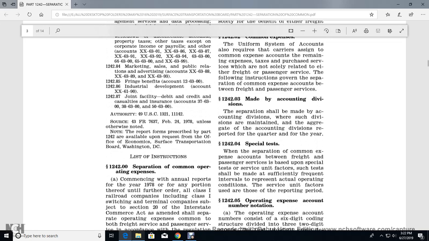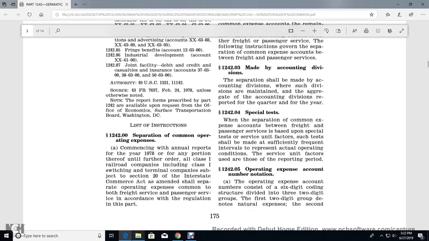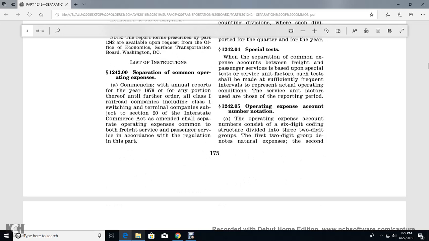The separation shall be made by accounting divisions wherever the divisions are maintained, and aggregated with the accounting divisions reported for the quarter and for the year. 1242.04, special testing. Separation of common expense accounts between freight and passenger service based on special testing of the unit factors shall be made sufficiently frequently, at intervals representing the actual operating conditions of the unit factors for those reporting periods.